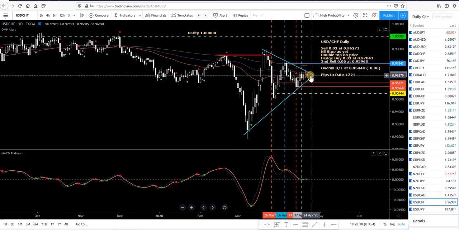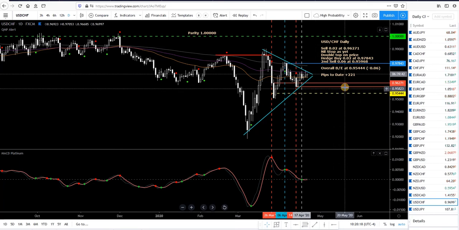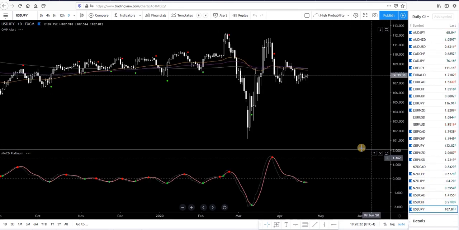So if I want to break out, guess which way I want it to go? That way. Guess which way I reckon it'll go? That way. So we'll just wait and see. It's a tough pair for me to trade too, the USD Swiss franc.